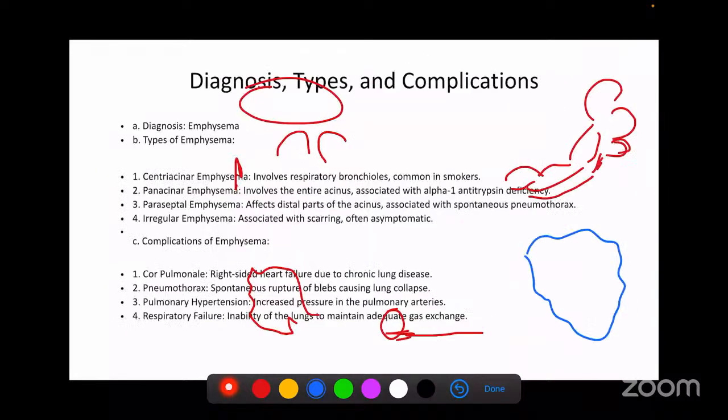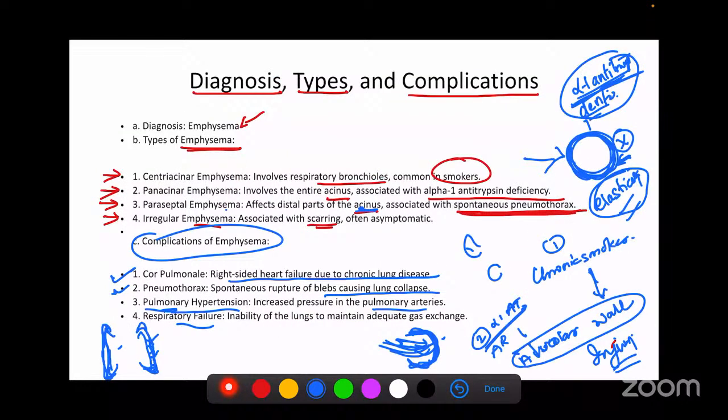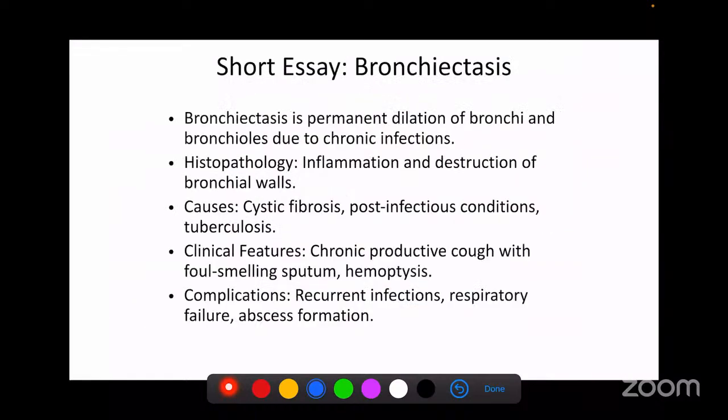So that is about emphysema. We have done diagnosis, types and complications of emphysema, and also a little bit about the pathophysiology. Now let's move on to bronchiectasis. This was also a short essay question which was asked in your exam.